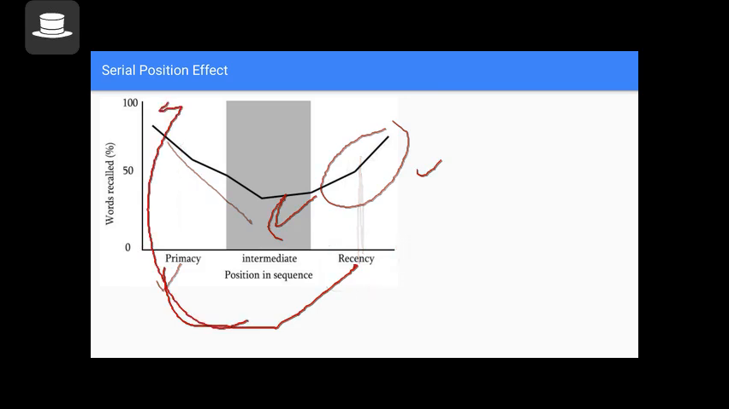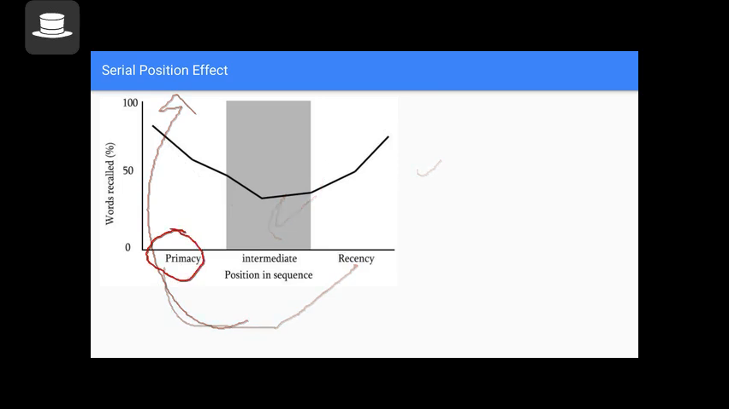Now, why the serial position effect? Let's look at the primacy effect. One explanation is that these items are provided at the beginning of the list, so you had enough time to rehearse them, enough time to move these items from your short-term memory to your long-term memory. So when you recall the items in the initial part of the list, they come from your long-term memory.